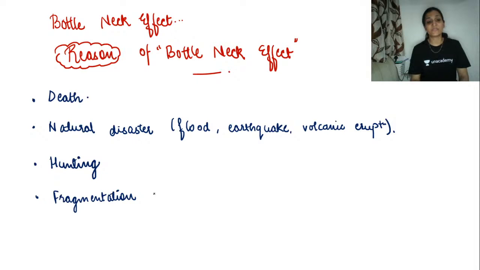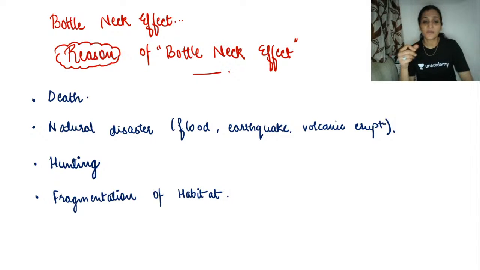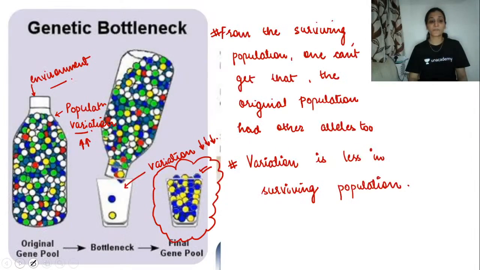Fragmentation of habitat. The habitat can be fragmented because of natural things, some drifting, some geographical change. It gets divided into two if a mountain appears or something like that. So fragmentation of habitat is also a reason for the bottleneck effect. Now we'll see some examples of the bottleneck effect.